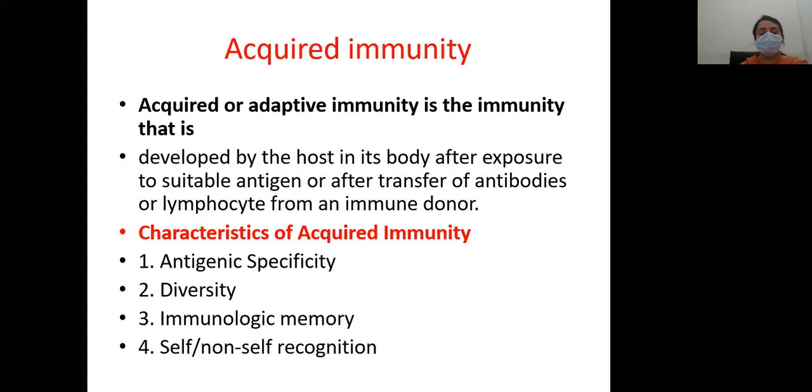Okay, first was innate immunity, and the second is acquired immunity. What is acquired immunity? Acquired or adaptive immunity is the immunity that is developed by the host in its body after exposure to a suitable antigen, or after transfer of antibodies or lymphocytes from an immune donor. So, what are the characteristics of acquired immunity? Number one, antigenic specificity, two, diversity, three, immunologic memory, and number four, self or non-self recognition.